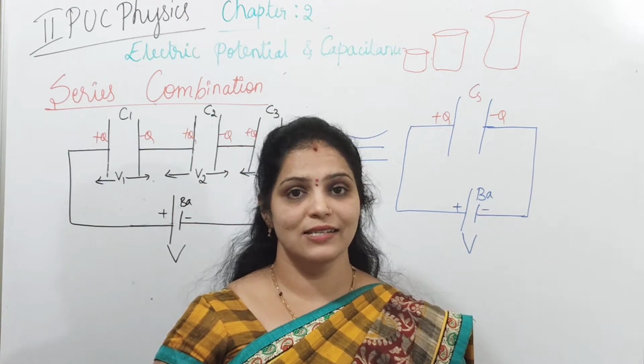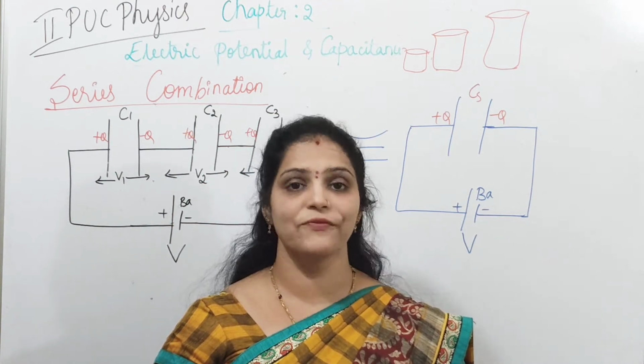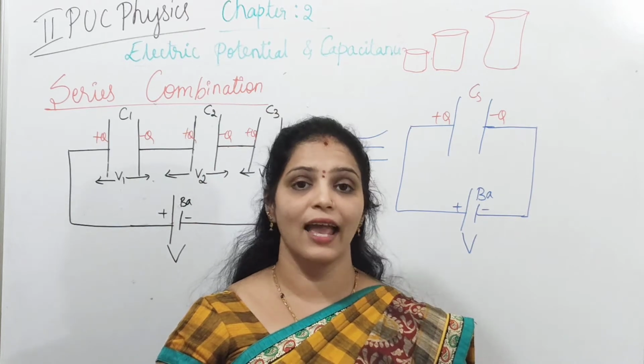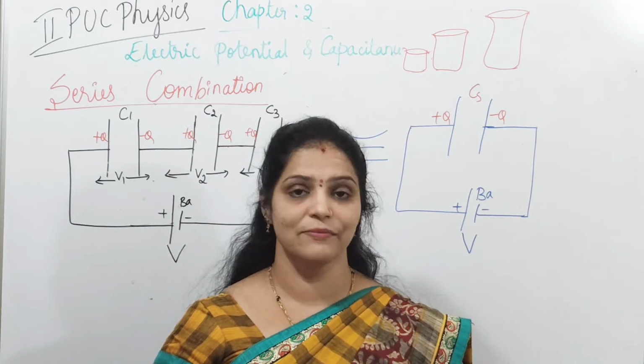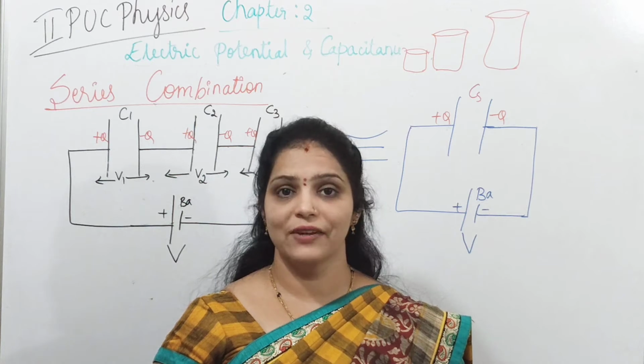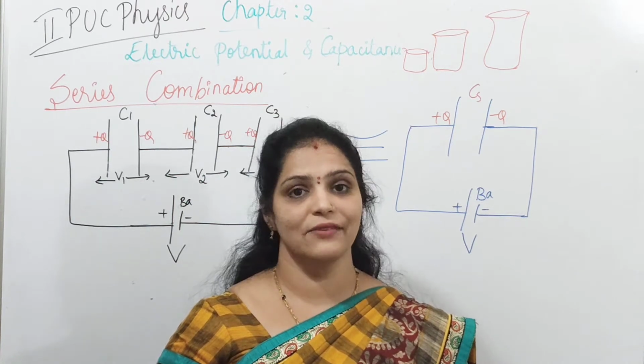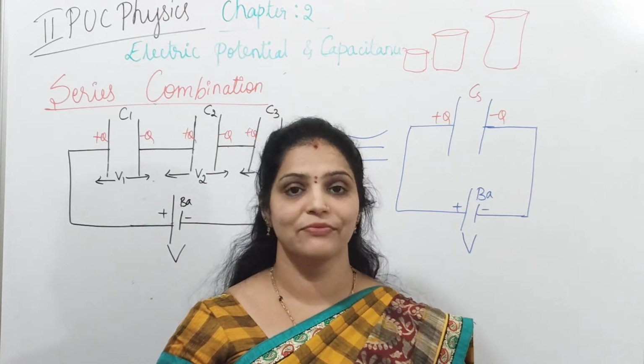Today we are going to discuss combination of capacitors of second PU chapter 2, electrical potential and capacitance. This combination of capacitors is asked for 3 marks and 5 marks in the PU board exam.